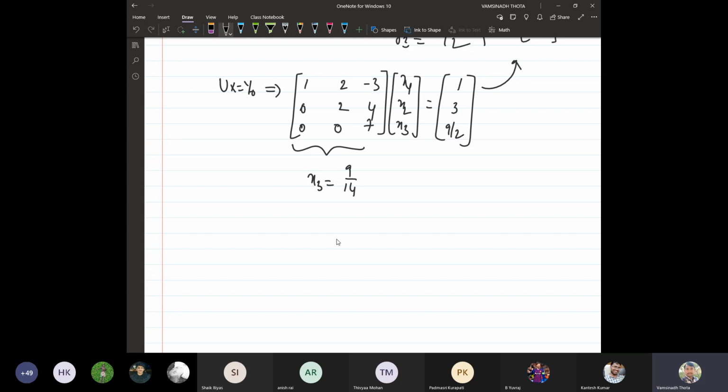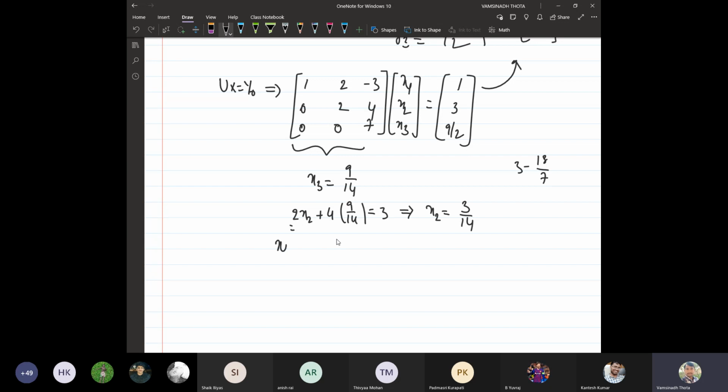If you write the second equation, 2 times x2 plus 4 times x3 is equal to 3 implies x2 is equal to what? 3 minus 18 by 7, that is 21 minus 18, 3 upon 7, so 3 by 14. 2 is there as the coefficient. There might be small mistakes, but you understand the technique and process.